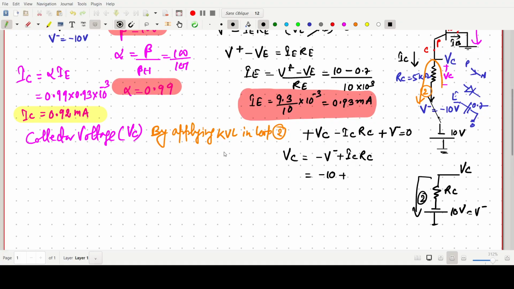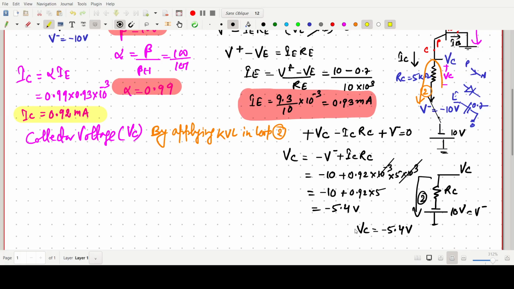And the IC value we have already calculated, 0.92, 0.92 milli, 10 to the minus 3. RC is 5 kilo ohm, so 5 into 10 to the power 3. This should be cancelled out. So it should be minus 10 plus 0.92 into 5. Okay, 0.92 into 5 we can write, and if you solve the whole term, it will come around minus 5.4 volt. So VC value will be minus 5.4 volt.